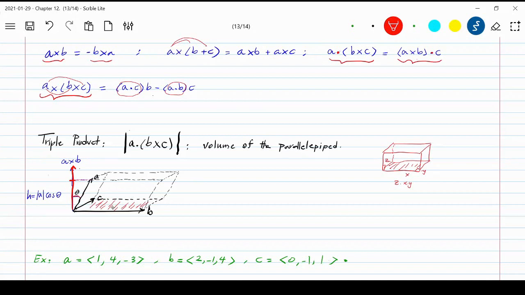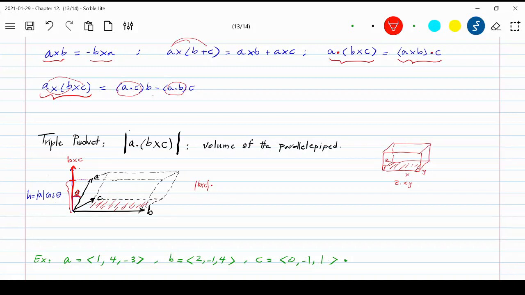If you have two vectors B and C, the magnitude of B cross C will give you the area of the base. And then you multiply by the height of the box, which is what we need to calculate. So B cross C would be the vector orthogonal to B and C, which would be this red vector, and the angle that it creates with the vector A, let's call it theta. Then the corresponding height would be the magnitude of A times cosine theta.